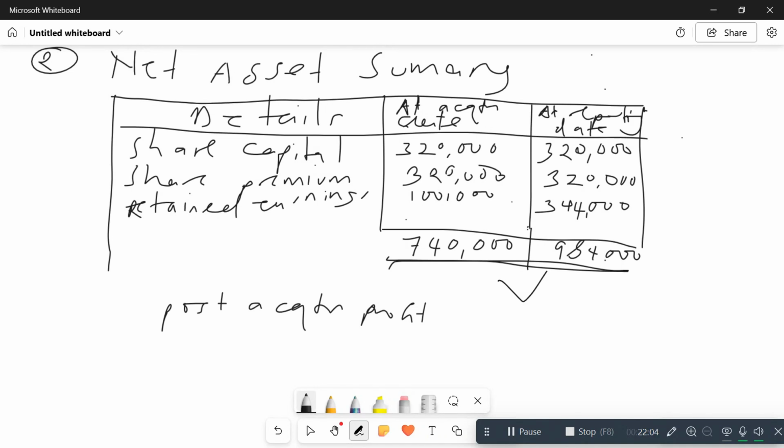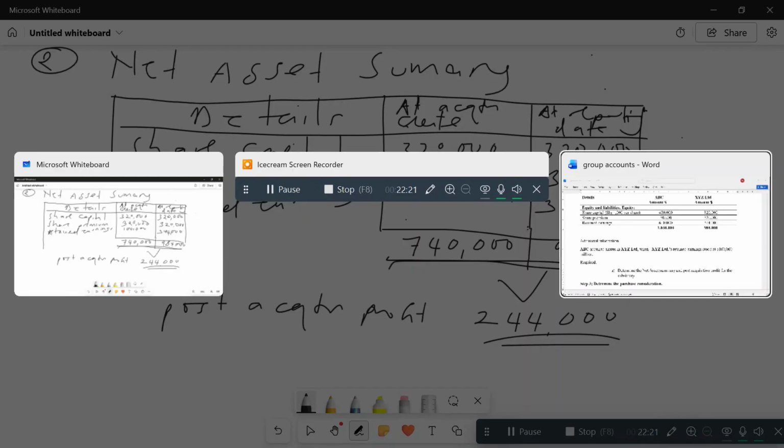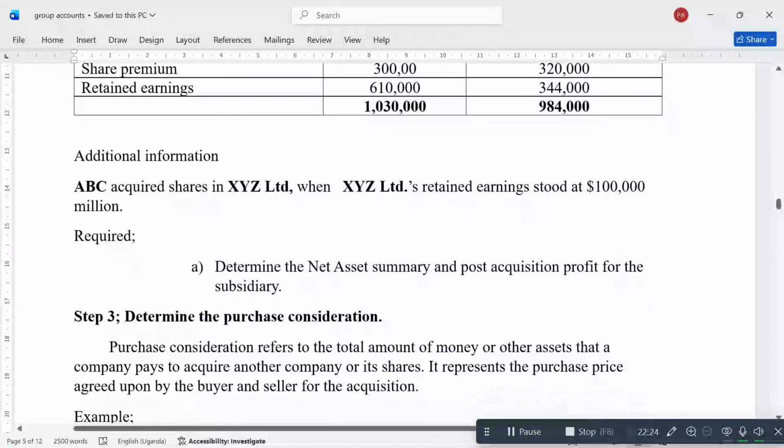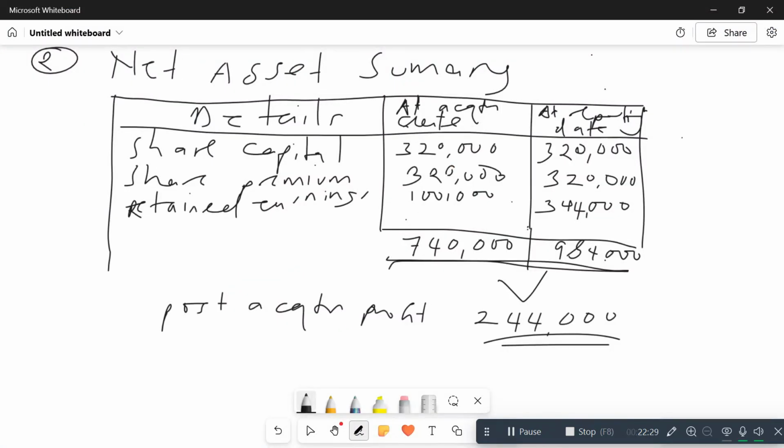When you subtract 984 minus 740, you'll get 244,000. The question was asking you to determine, it's very clear, the net asset summary and post-acquisition profit for the subsidiary. So our net asset summary is here, given clearly, as you can see. This is our net asset summary, and our post-acquisition profit is given here.